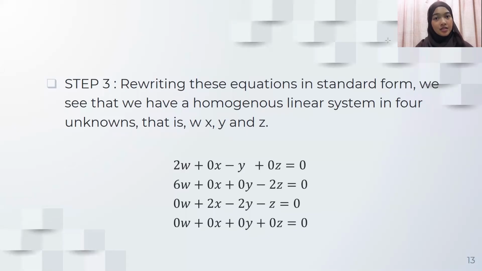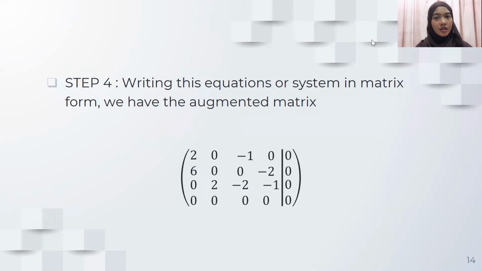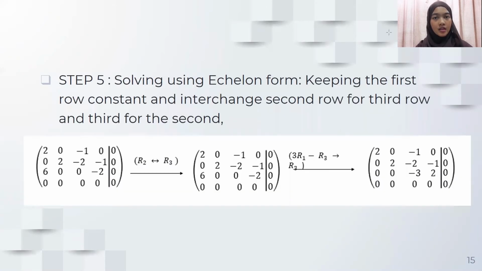Moving on to step 3. For step 3, we rewrite these equations in standard form, and we can see that we have a homogeneous linear system in 4 unknowns, that is W, X, Y, and Z. Now is step 4. We rewrite the system in matrix form. So we can see here that we have the augmented matrix. Then we solve the augmented matrix from step 4 using echelon form. As you can see below are the two processes in solving using echelon form.